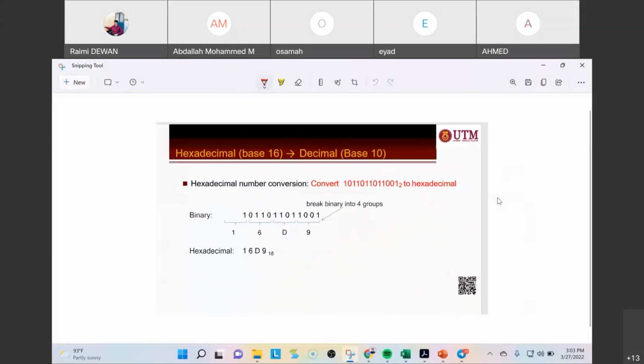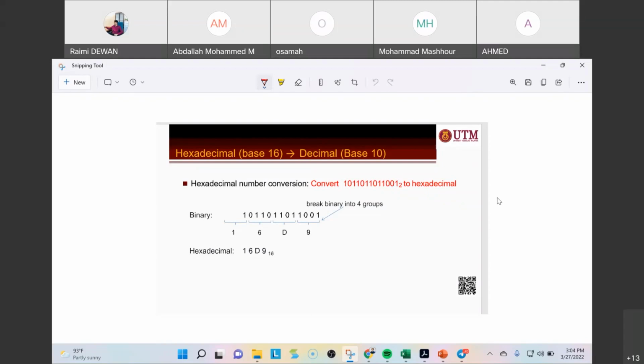One of the logic for why we separate it into groups of 4 bits is this: what is the largest symbol in hexadecimal? Can you tell me in the Webex chat? F, right? Yes, F. F is equal to what in decimal? Yes, 15. Correct.